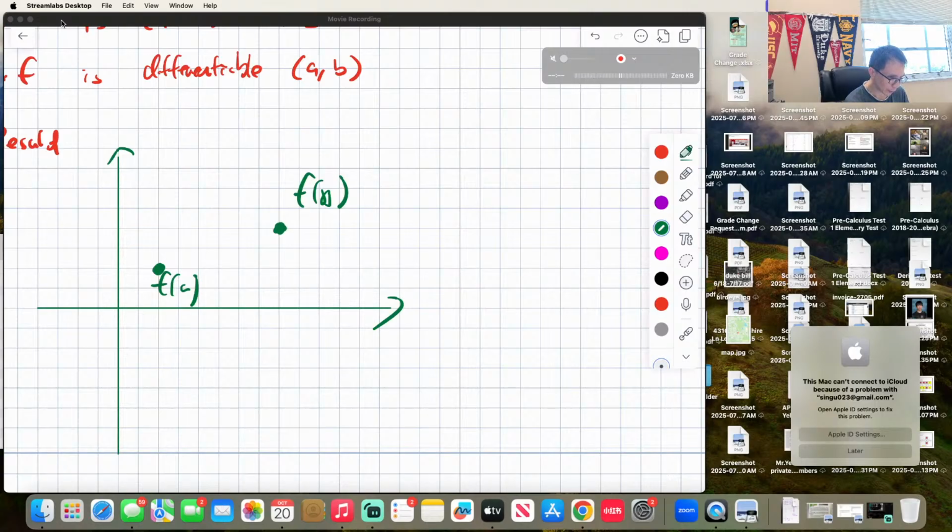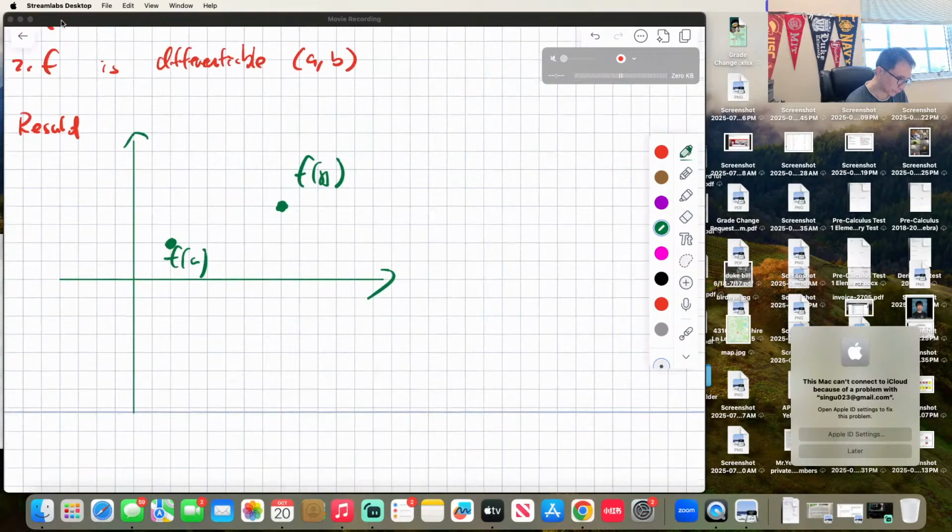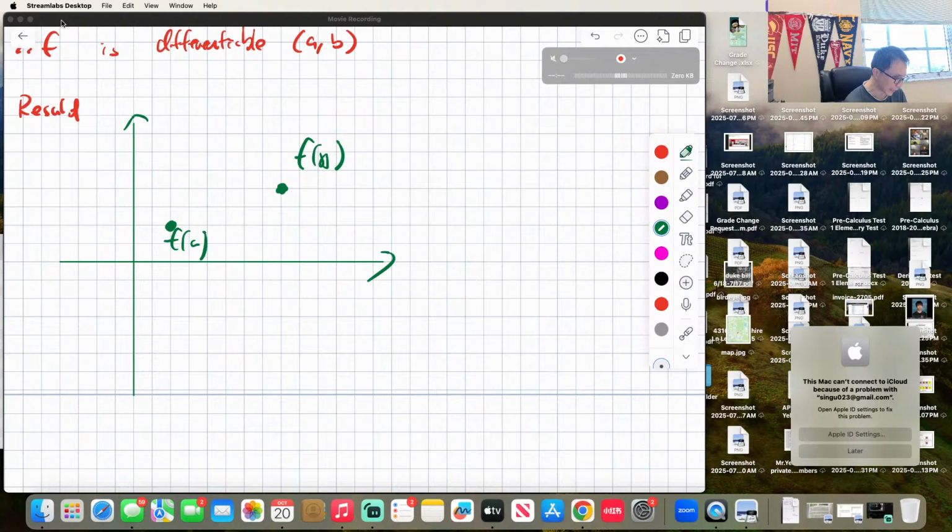FA equal to FB. So if I were to take the slope between those 2 points, the function could look like this, right? It's continuous and differentiable. So this is f of x.